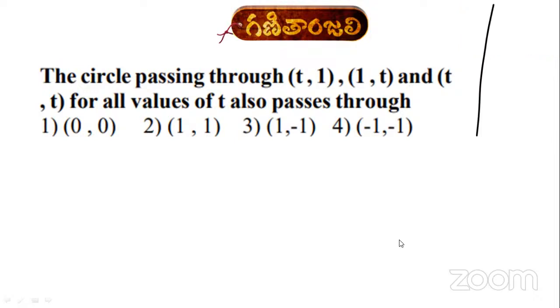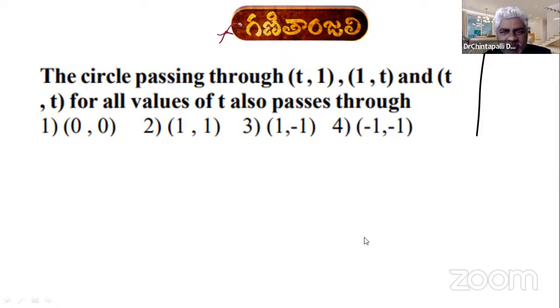See this question. The circle passing through (t, 1), (t, t) for all values of t also passes through... one minute. Can you do this question? Tell me how you would do it. A circle passing through 3 points is given, and it also passes through some other point. They asked us what that point is.